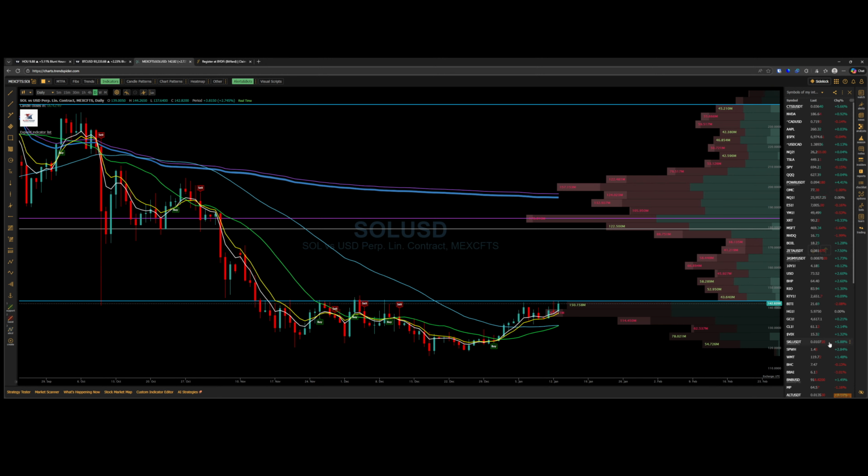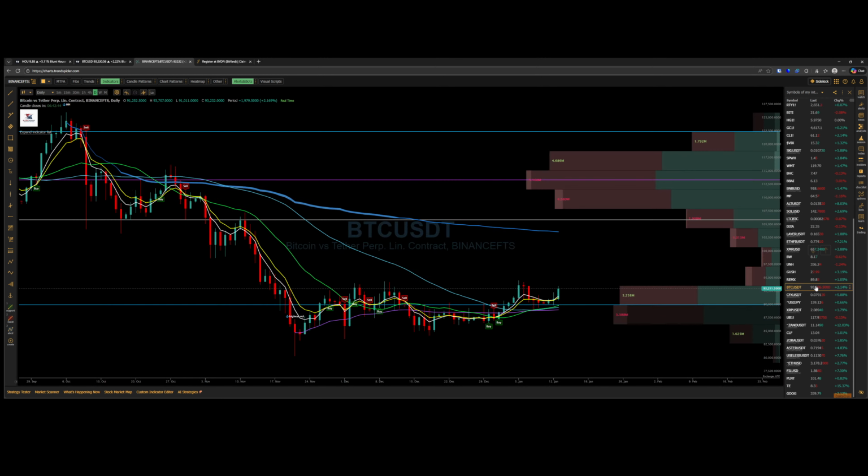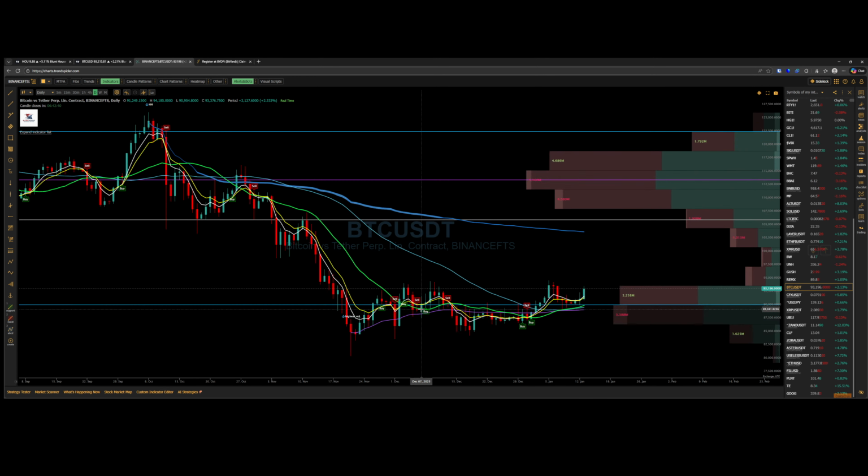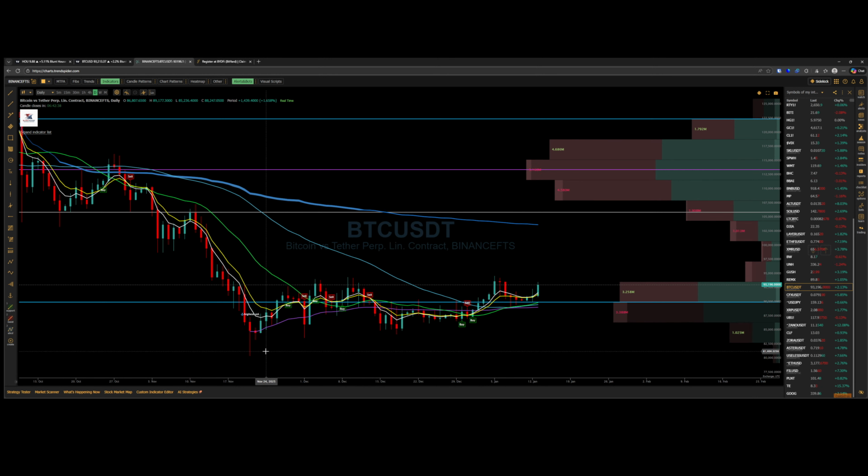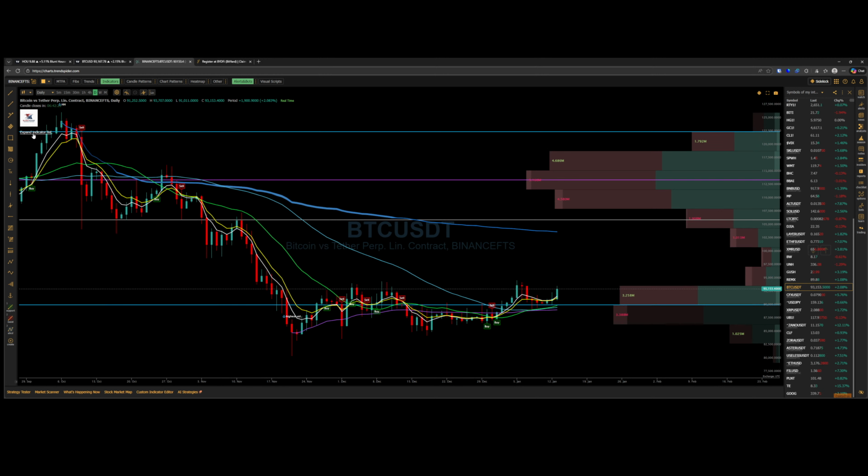So that's Solana. But of course, everybody wants to look at Bitcoin. And here we are on Bitcoin's daily chart. We have down here, this is the anchored VWAP for volume, anchored VWAP for price, 50-day moving average, 20-day moving average. What we really want to find a way through is this.